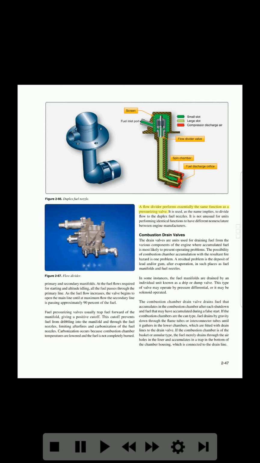A flow divider performs essentially the same function as a pressurizing valve. It is used, as the name implies, to divide flow to the duplex fuel nozzles. It is not unusual for units performing identical functions to have different nomenclature between engine manufacturers.